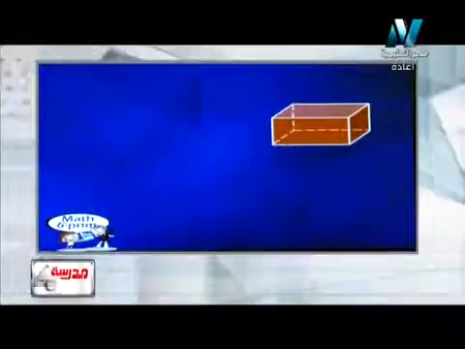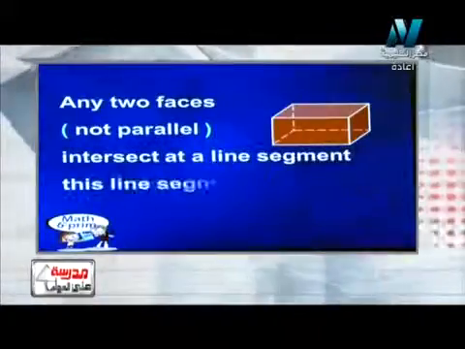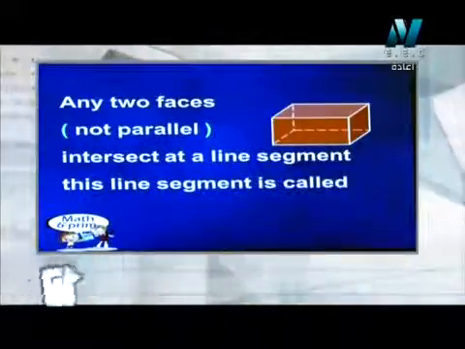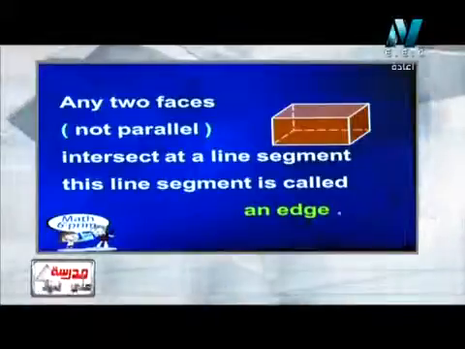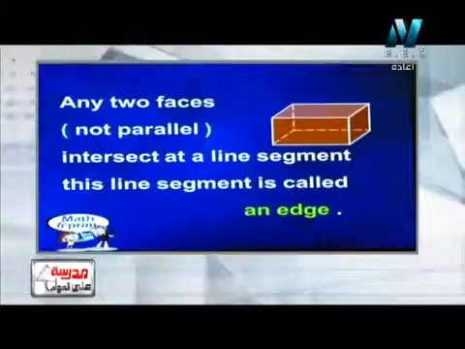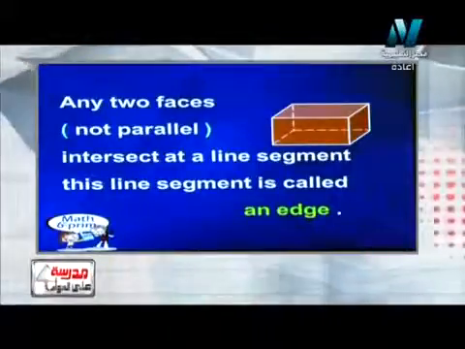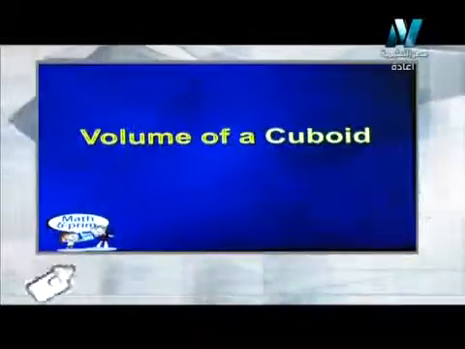Yes. Any 2 faces, not parallel, intersect at a line segment. This line segment is called an edge. What does the edge mean? Any two faces intersect at a line segment, and this line segment is called an edge. How many edges are there? Yes, 12 edges. Now, how can we find the volume of a cuboid?